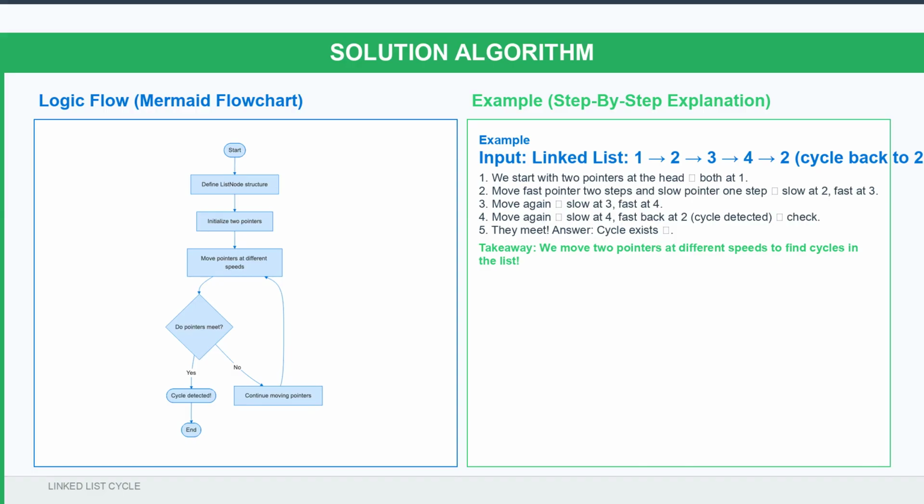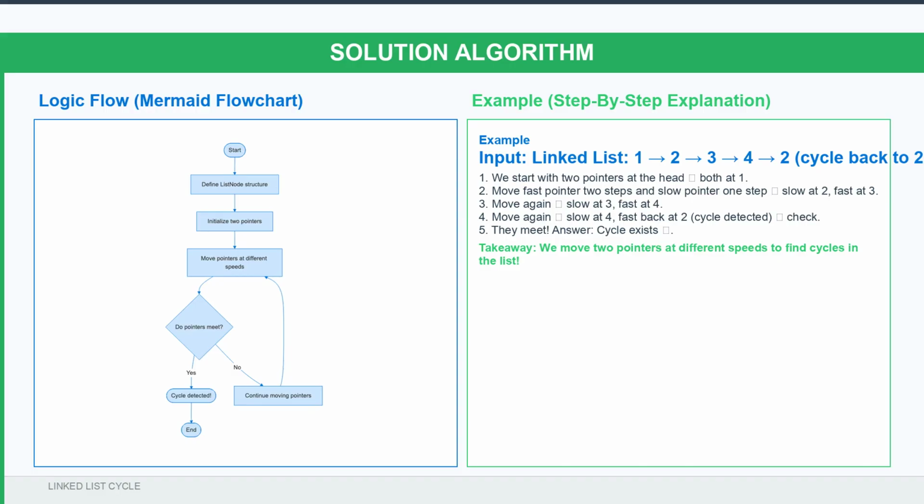As we traverse the list, we continue moving these pointers until fast reaches the end or slow equals fast. If they meet, it indicates a cycle. If we reach the end, there is no cycle. We also cover edge cases like an empty list or a single node list, where a cycle isn't possible.